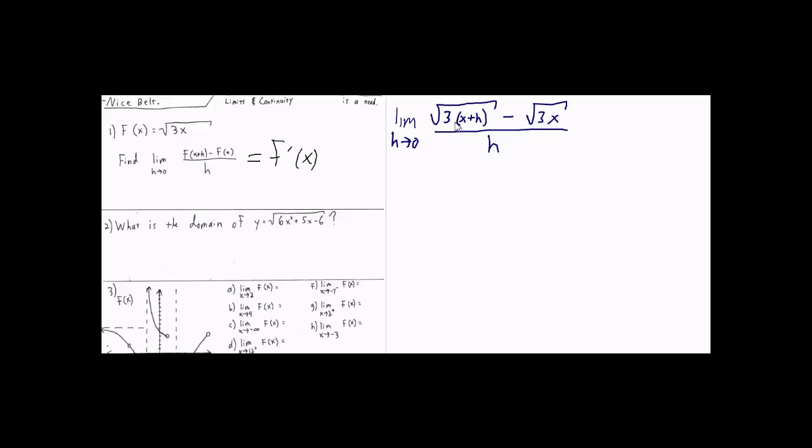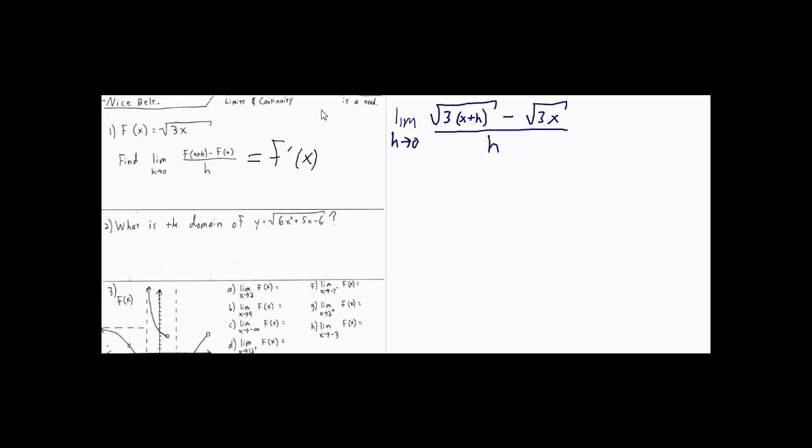So when you plug in h goes to 0, you're going to get square root of 3x minus square root of 3x up top, which is 0, and the bottom is just h, so that's going to be 0. So, what do we call this guy? Very correct, indeterminate. And what's it mean? More work.